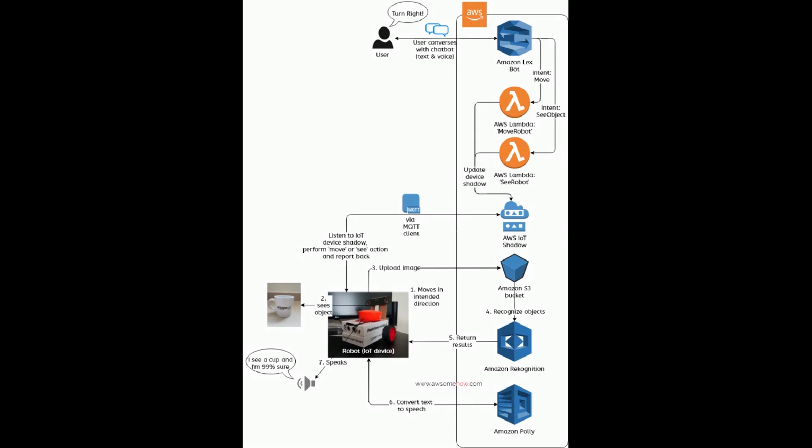The new services that I've added include Amazon Lex, AWS IoT services, and AWS Lambda. So these are the three new AWS services that I've added to get this additional capability so that I can control the robot using my own voice or using a text chat.